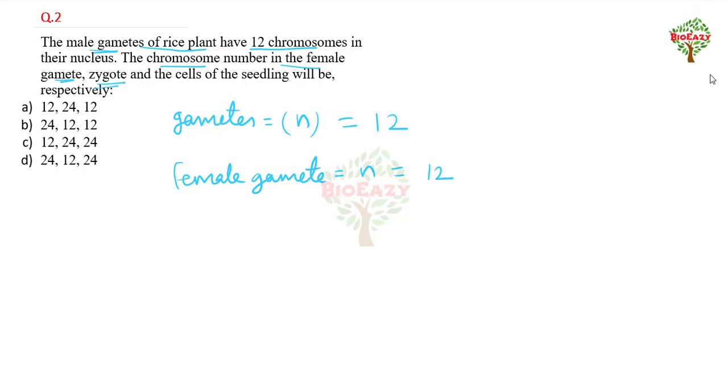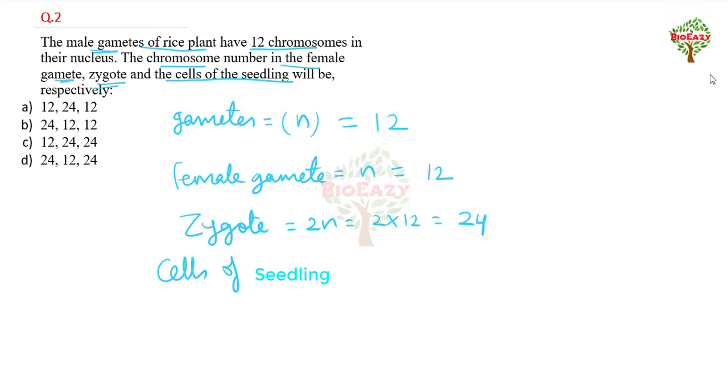Next, in the zygote. Now the zygote is diploid in nature. So here the value of n is 12, so the answer is 24. And the number of chromosomes in the cells of the seedling. The cells of the seedling are also diploid cells. So again 2 into 12 is equal to 24. So the answers are 12, 24 and 24. Now the right option is C.